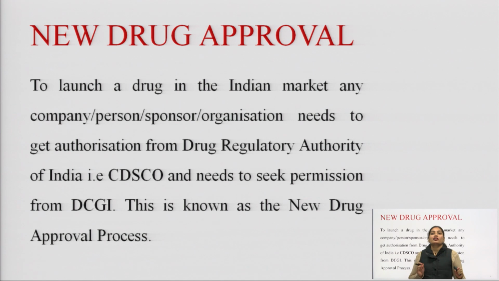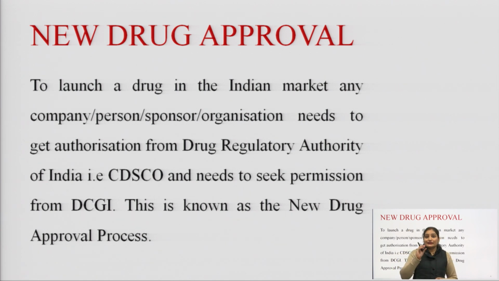CDSCO is the Drug Regulatory Authority of India, and the sponsor, the organization or the person needs to seek the permission from the DCGI also. What is DCGI? Drug Controller General of India. So, this process of getting the permission to launch the new drug into the market from the respective drug regulatory authority is known as the new drug approval process. What is the new drug approval process? The process of getting the drug product to launch in the market is known as the new drug approval process.